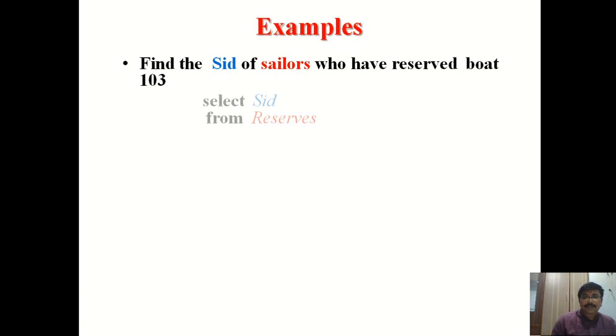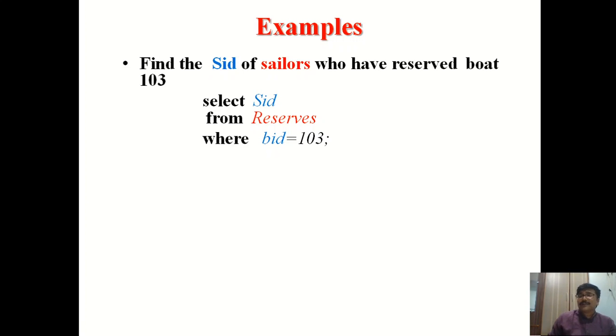So here we have the query. Select SID from reserves where BID is equal to 103. In the previous query, find the names of Sailors who reserved boat 103, that's why select S name, and S name is available on the Sailors table. That's why you go for Sailors as well as reserves. But here we simply display SID of Sailors who reserved boat 103.